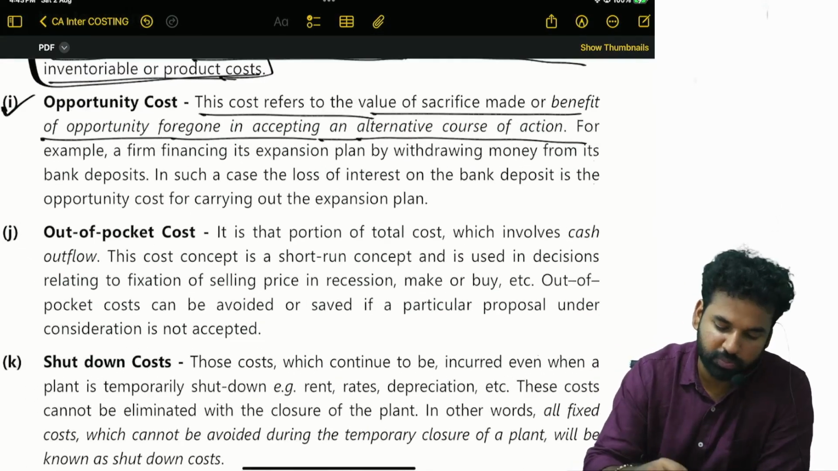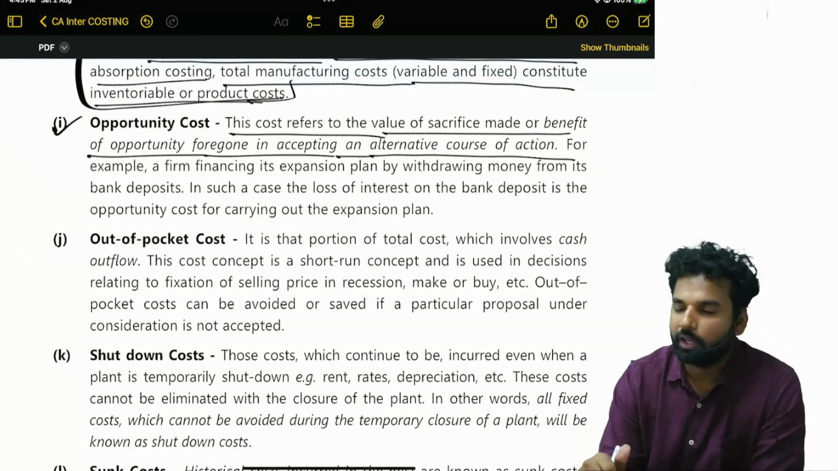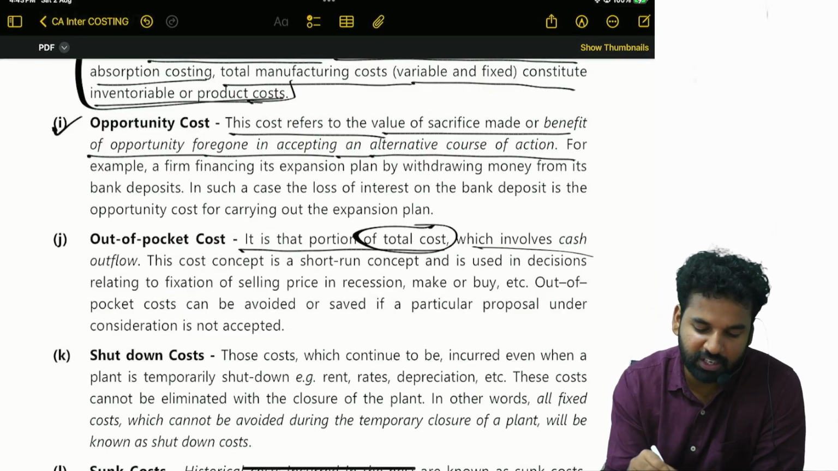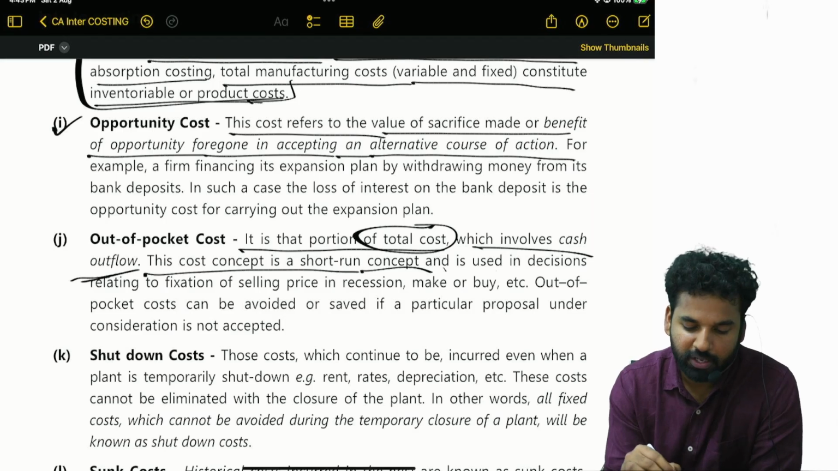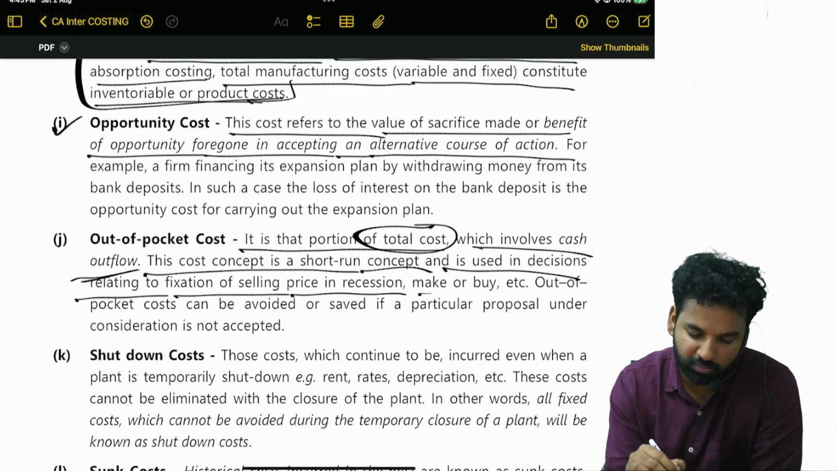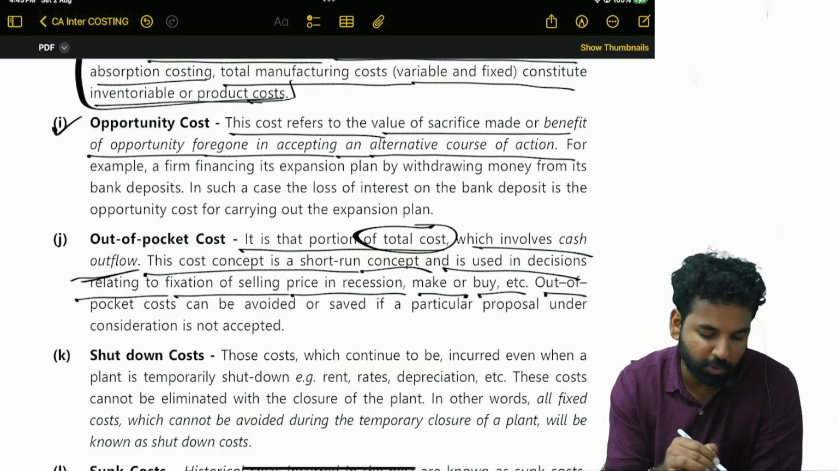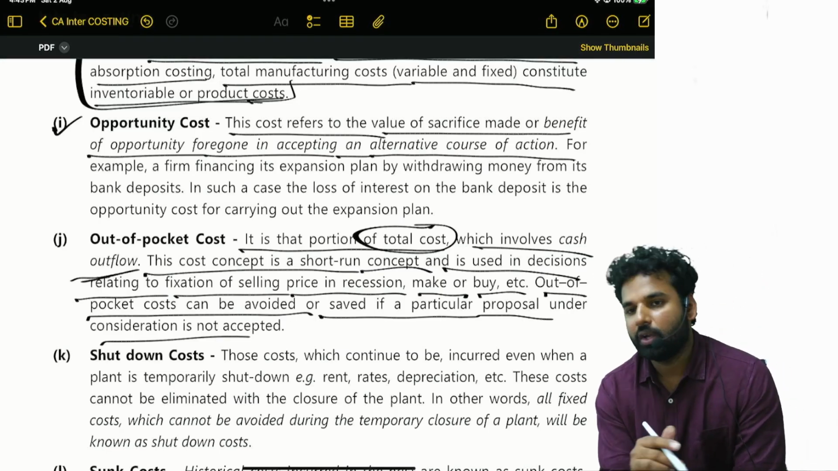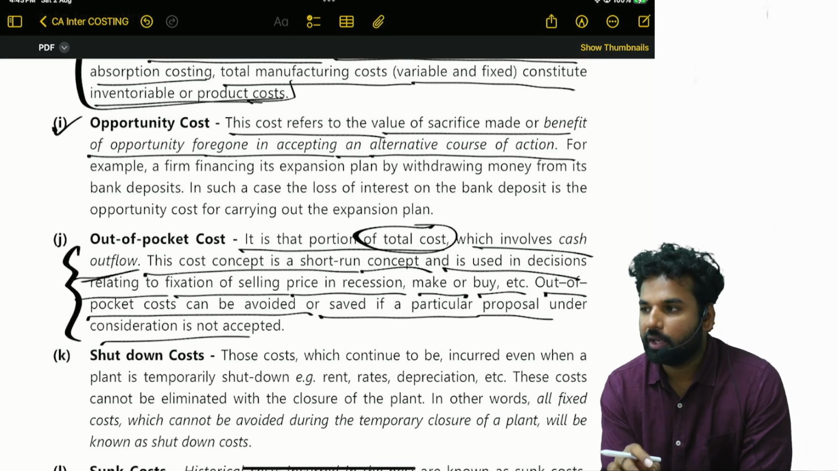Next, out of pocket cost. Out of pocket cost means immediate cash outflow. It is a portion of total cost which involves cash outflow. This cost concept is a short-term concept and is used in decisions relating to fixation of selling price and make or buy decisions. Out of pocket cost can be avoided or saved if a particular proposal under consideration is not accepted. So it is simply an immediate cash outflow.